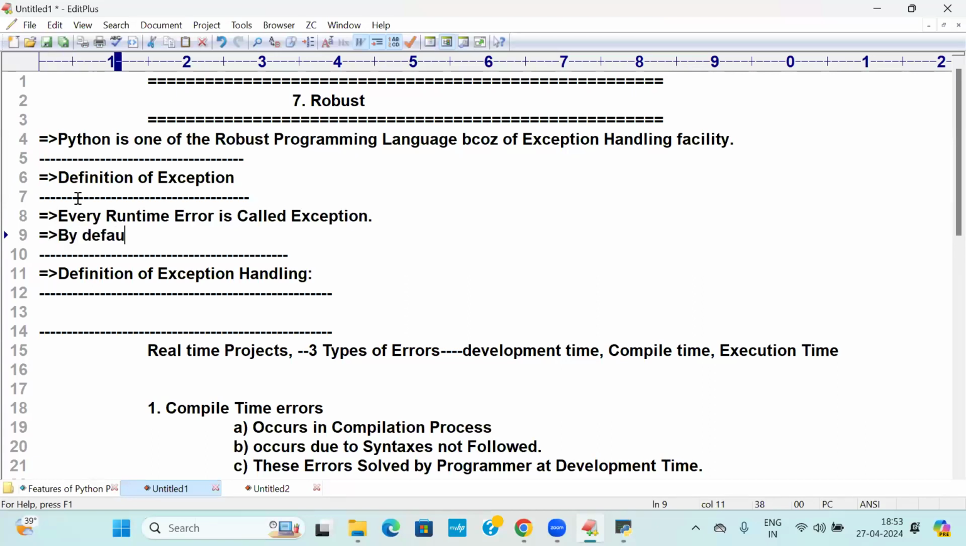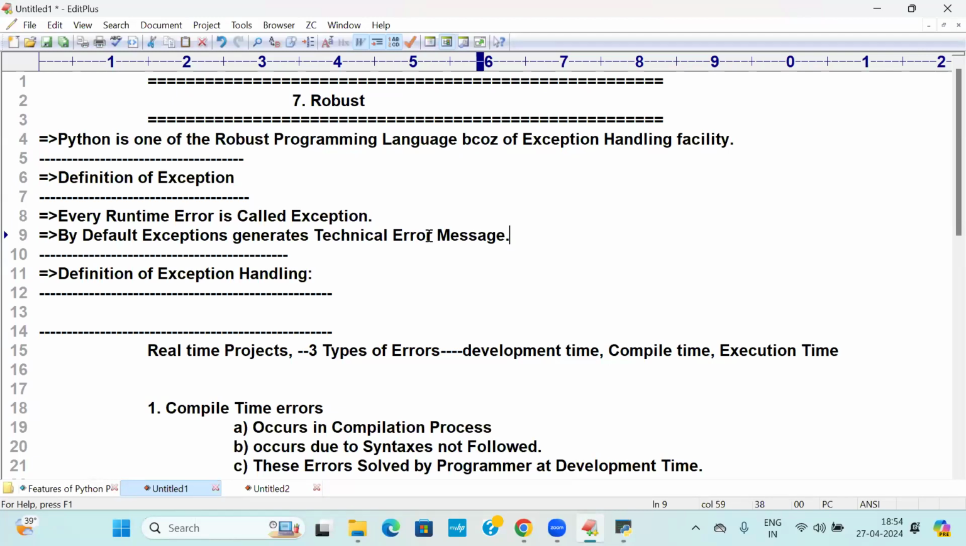By default, exceptions generate which messages? Technical error messages. By default, I said. Again, looking at you, I am getting a doubt. Are you following my English or not? By default, exceptions generate which messages? Technical error messages. Who will understand technical error messages? Programmers, but not the end user. End users understand which messages actually?